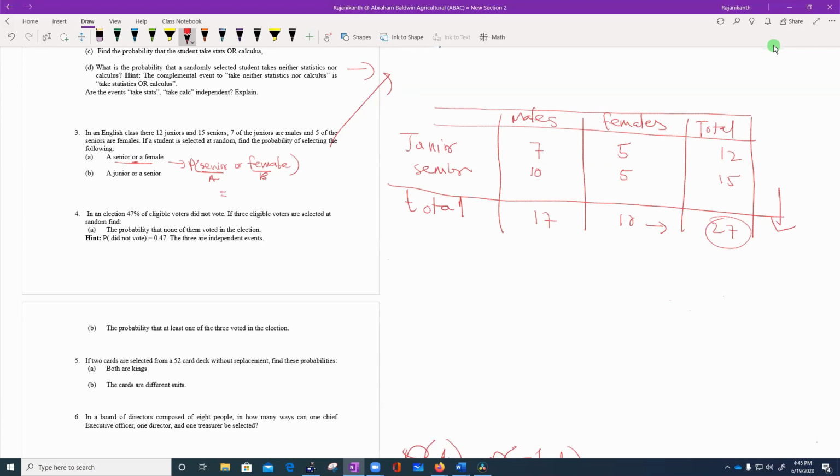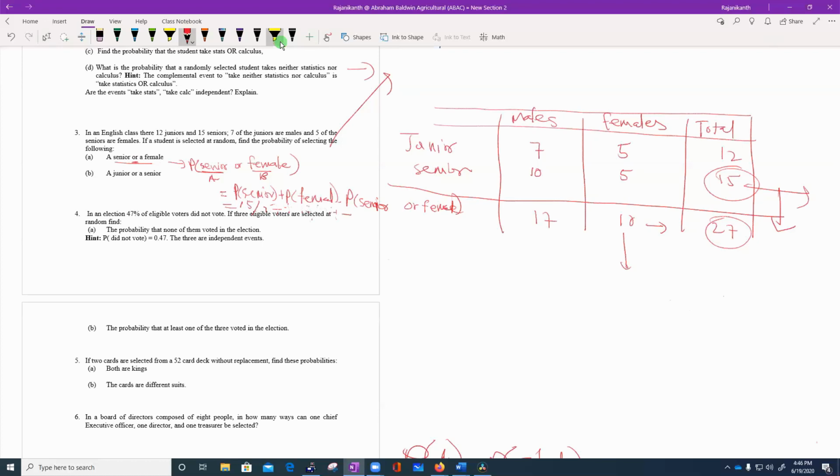That is, the probability of A or B equals P of A, senior, plus P of B, female. Now you have to subtract the probability of senior and female, right? Okay. Now find this probability. Now tell me, what is the probability of choosing one who is a senior? Look at the senior column. How many seniors are there in total? 15. So this one is 15 out of 27 in the class. Plus, how many female? Look at the female column. 10 over 27.